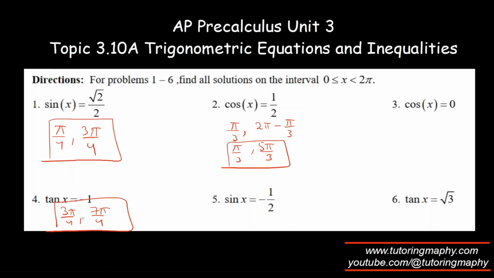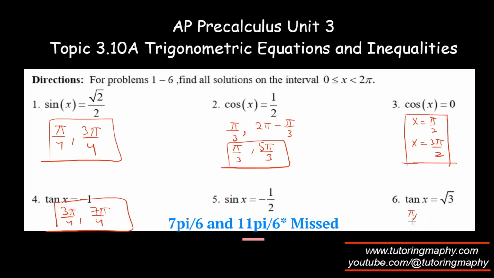The next is cos x equal to 0. For this, you just have to understand that cos x is 0 when x is equal to pi over 2, and then x is equal to 3 pi over 2. Over here, the unit circle will be helpful for you. Pi over 2 and 3 pi over 2. Tan x equal to root 3. Tan x is root 3 when it is pi over 3, and a quadrant 3 angle will be pi plus pi over 3, which is 4 pi over 3. So this is 1 and this is 2 values.